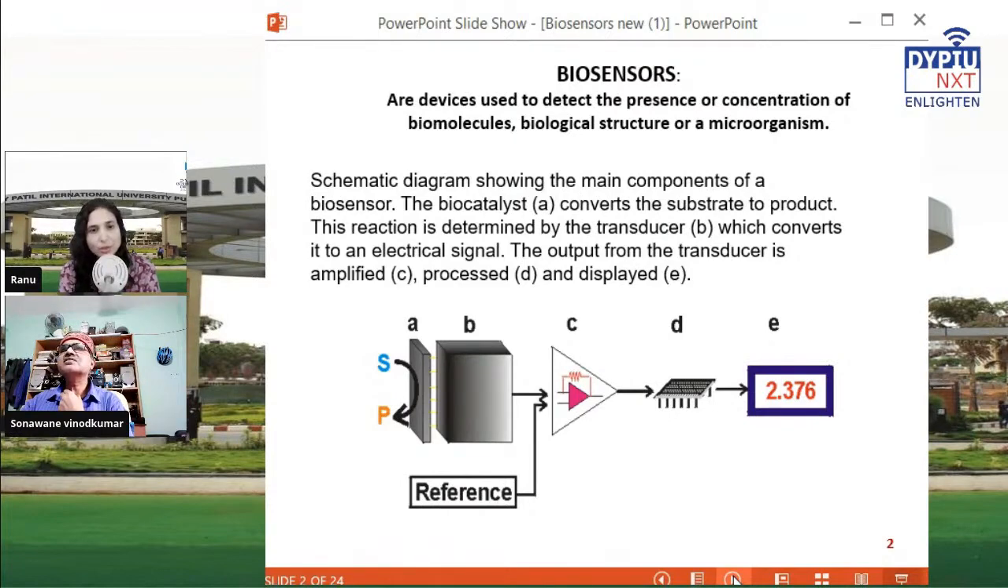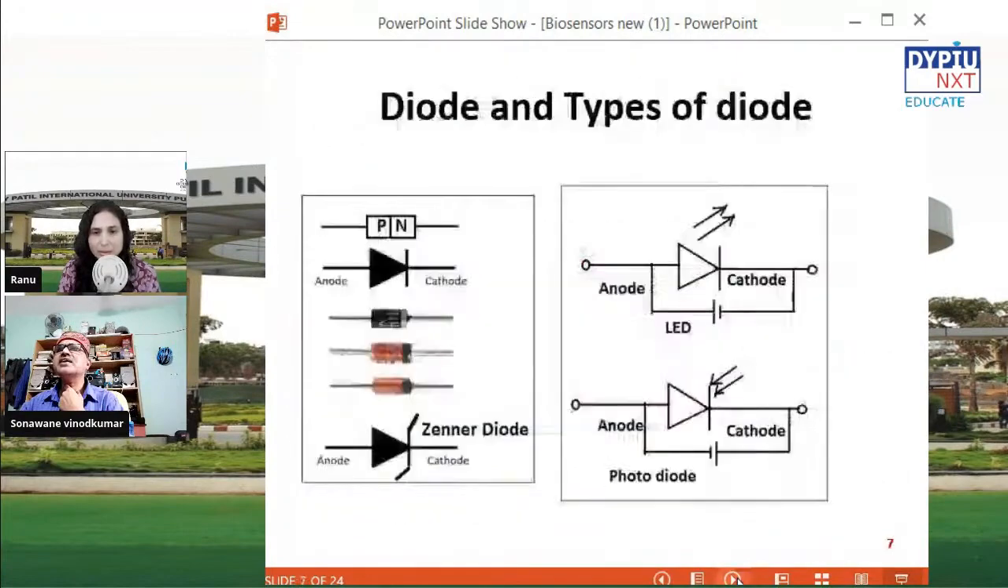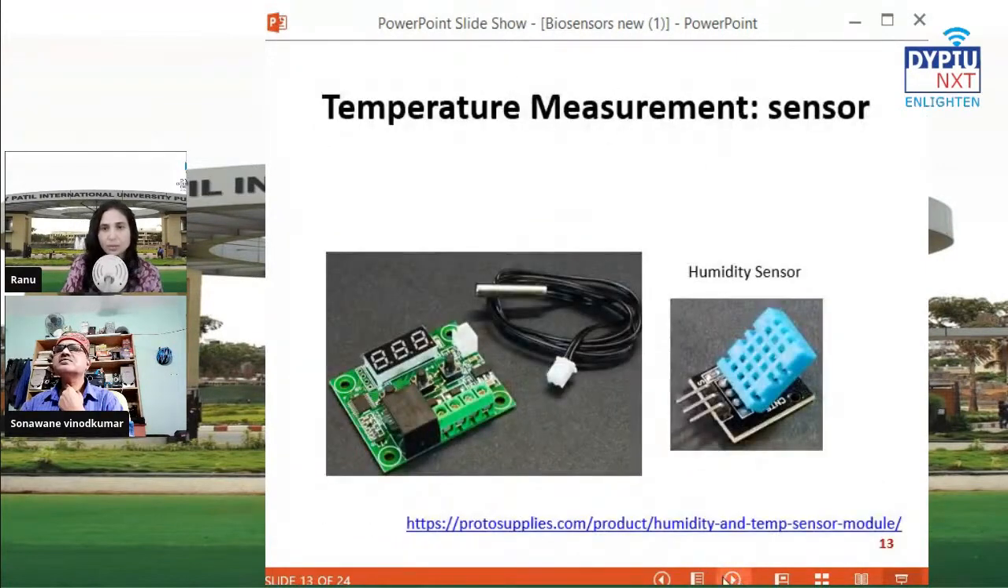So I would just request you to have a short session on the components of a biosensor and how they can get those and start working from home, how they can design a biosensor. Suppose this site is there, Proto Supply, slide number 13. Should I move the slide? Yes, slide number 13. You can see the address is there directly.